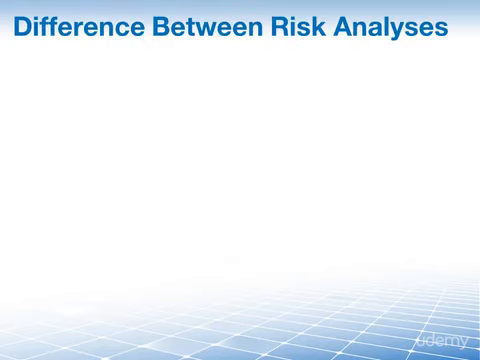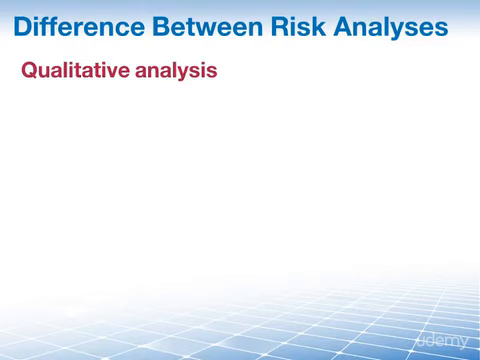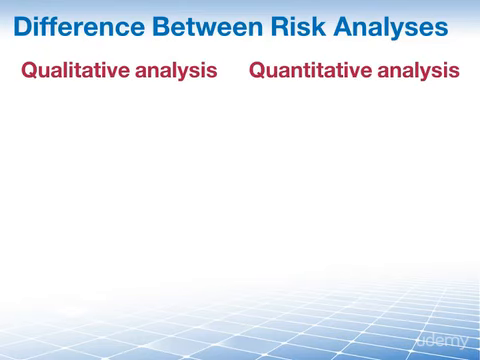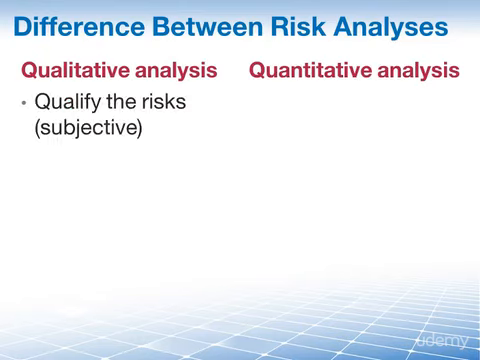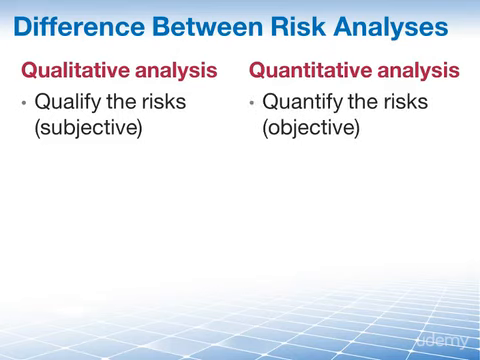But let's do a proper review and see the difference between the two processes side by side. So we have qualitative risk analysis and quantitative risk analysis. First, qualitative analysis is subjective in nature. It seeks to set a quality or impression of the likelihood of an event of occurring and the impact if that risk were in fact realized, whereas quantitative analysis is objective in nature.